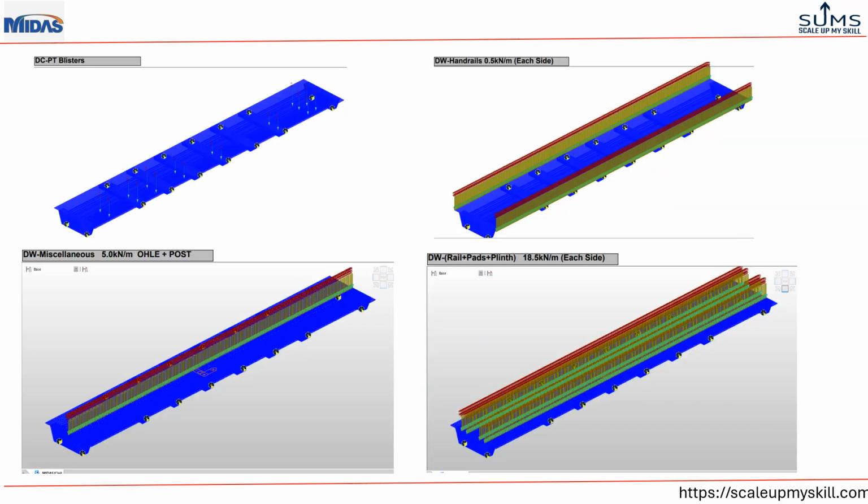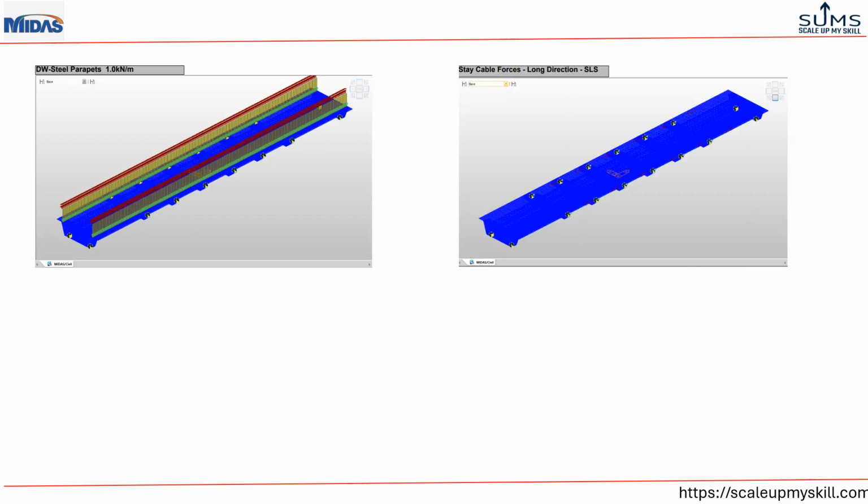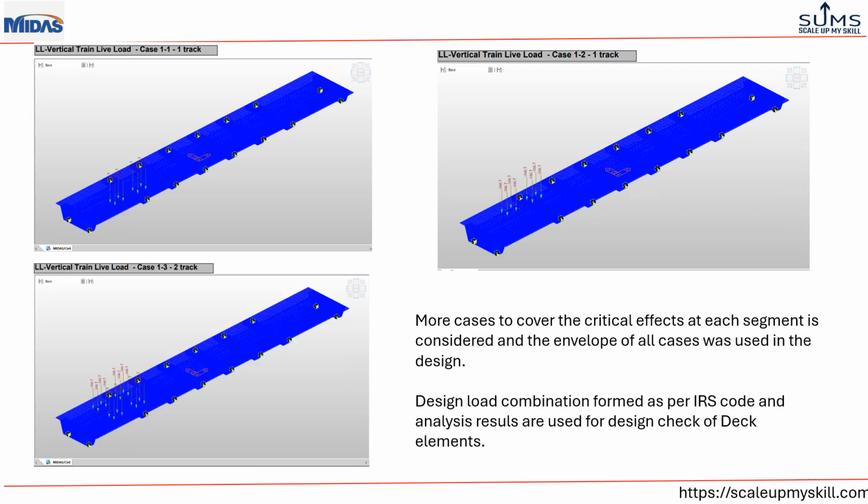Similar to the global model, here also in the transverse model, loads due to PT, plaster, handrails, miscellaneous rail pads and plane are applied. Steel parapets and stickable forces are applied as shown here. Various positions of crane load as a point load, as shown here, are applied on the deck, and all the critical locations are considered, and the envelope of that is used in design load combinations.